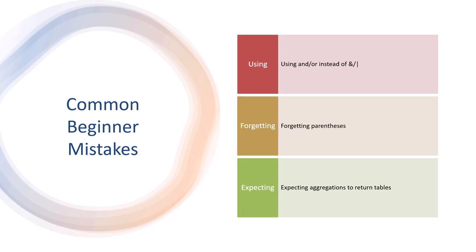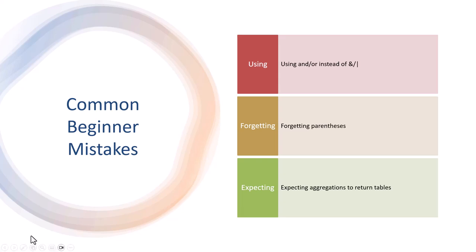Now, there are some common beginner mistakes, a few mistakes that almost everyone makes when starting with Pandas. Using and instead of the ampersand, or or instead of the pipe symbol, forgetting parentheses around conditions, or expecting aggregation functions to return tables are all very common issues. The key lesson here is to be explicit and intentional. Pandas rewards clarity much more than cleverness. If your code reads clearly, it is usually correct.